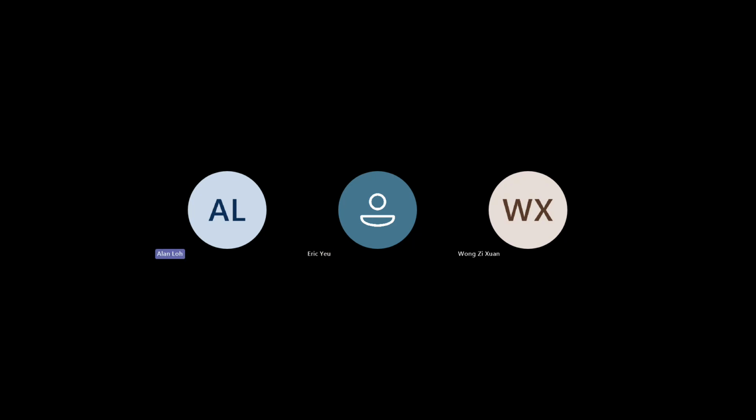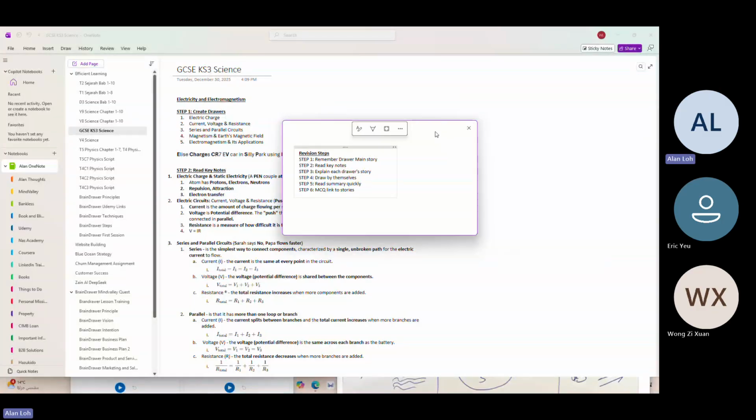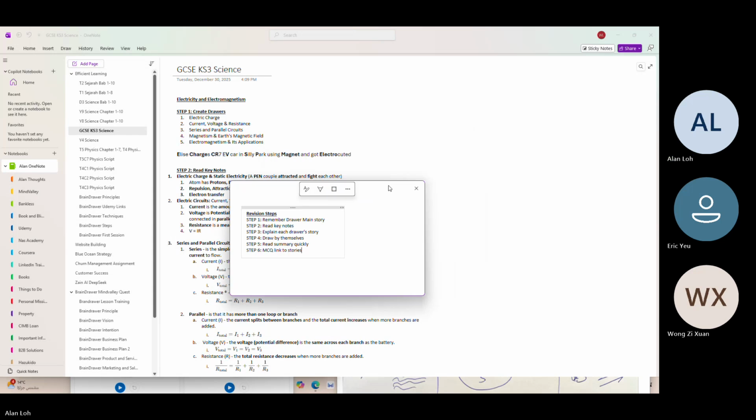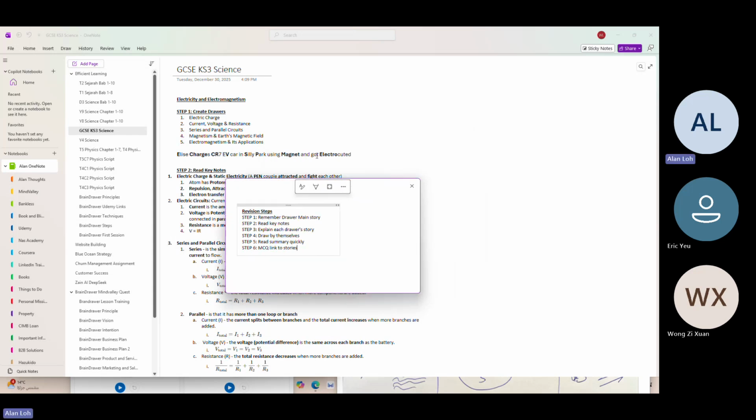Right. So now this is the first step. When you do revision, there are a few steps. Let me just share my screen. Yep, this screen. The first step is to remember the drawers of the main story, which in this case is the Elise got electrocuted story.